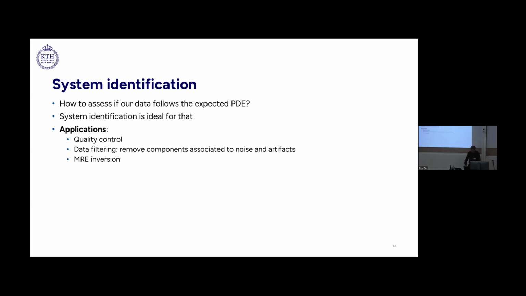Another idea is to use system identification, a concept from control. We wanted to see if this PDE is a correct way to describe our MRE data. Why is it interesting? First, you can use it as a quality control. Let's say that the patient was moving a lot, so the data is so noisy that it doesn't follow the expected PDE. You can also use this for filtering or even for inversion.